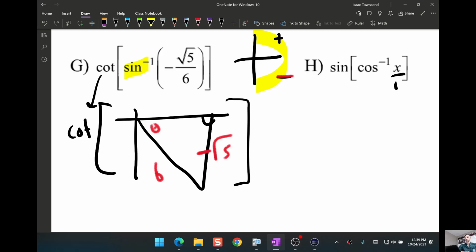And isn't hypotenuse always going to be positive? Yes. The hypotenuse is always positive. It doesn't care about direction.